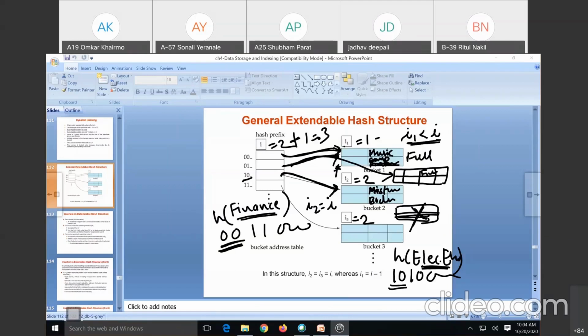It becomes 3, and accordingly we increase the size of the bucket address table: 000, 001, 010, 011, 100, 101, 110, 111. And then I can insert a new bucket here. Is it clear to everyone? So in that case, half of the pointers point here and half of the pointers point here. We will see that with an example also. That is about the insertion.